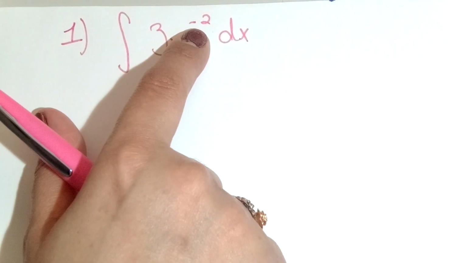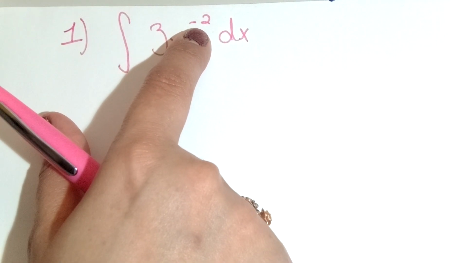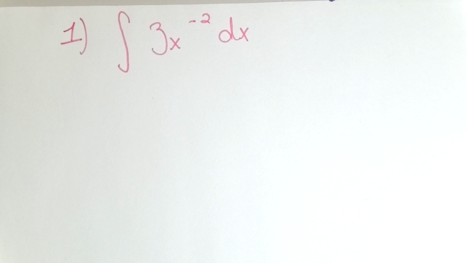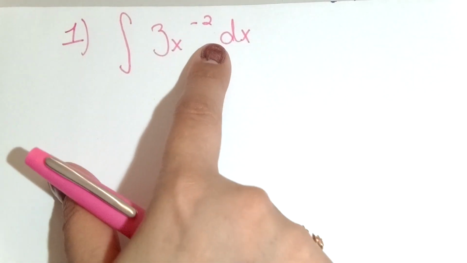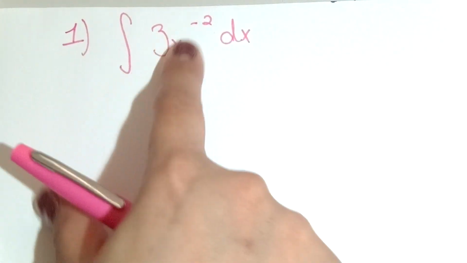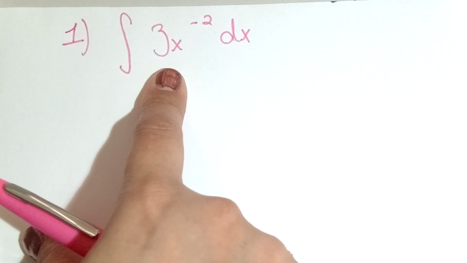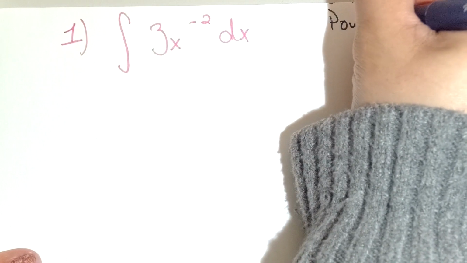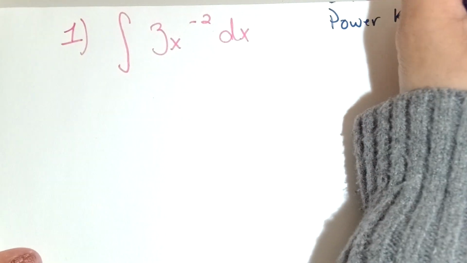Because my exponent is in the numerator, I can apply the power rule. I know I'm going to use the power rule because it's not a constant. We haven't done anything else. So I'm just going to use the power rule for integration.